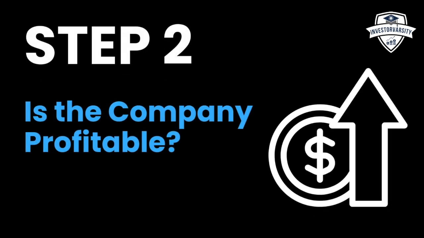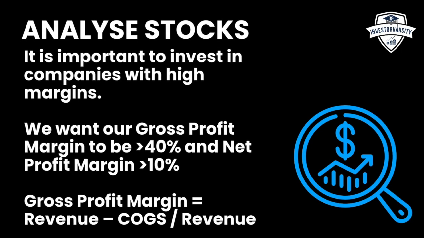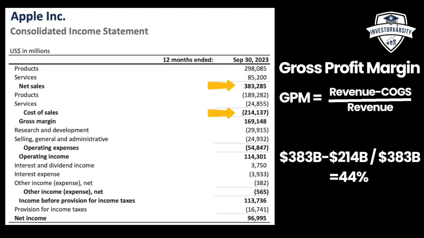Step 2. Is the company profitable? It is important to invest in companies with high margins. We want our gross profit margin to be greater than 40% and the net profit margin to be greater than 10%. The formula for gross profit margin is equal to the revenue minus the cost of goods sold divided by revenue. Let's do an example.